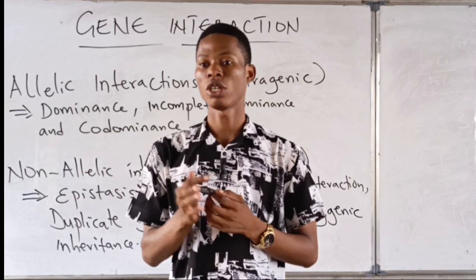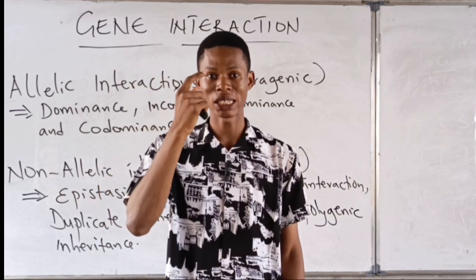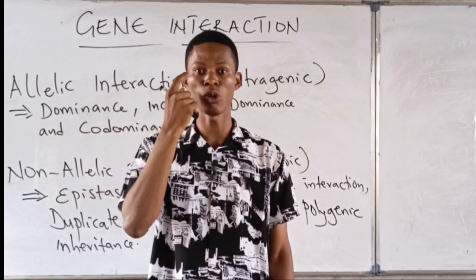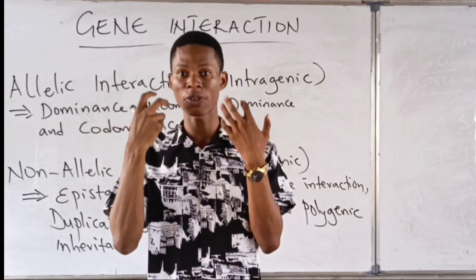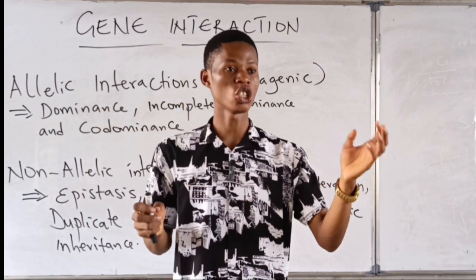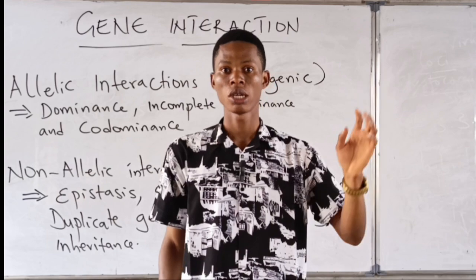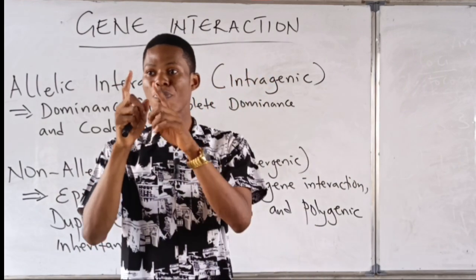So for example, if I have blue eyes, there is a gene that is coding for the blue eyes, is it not? As I'm fair, there is a gene that is coding for this fairness. If you're dark, there is a gene coding for that, is it not? Yes. Now, but these genes are in pairs.